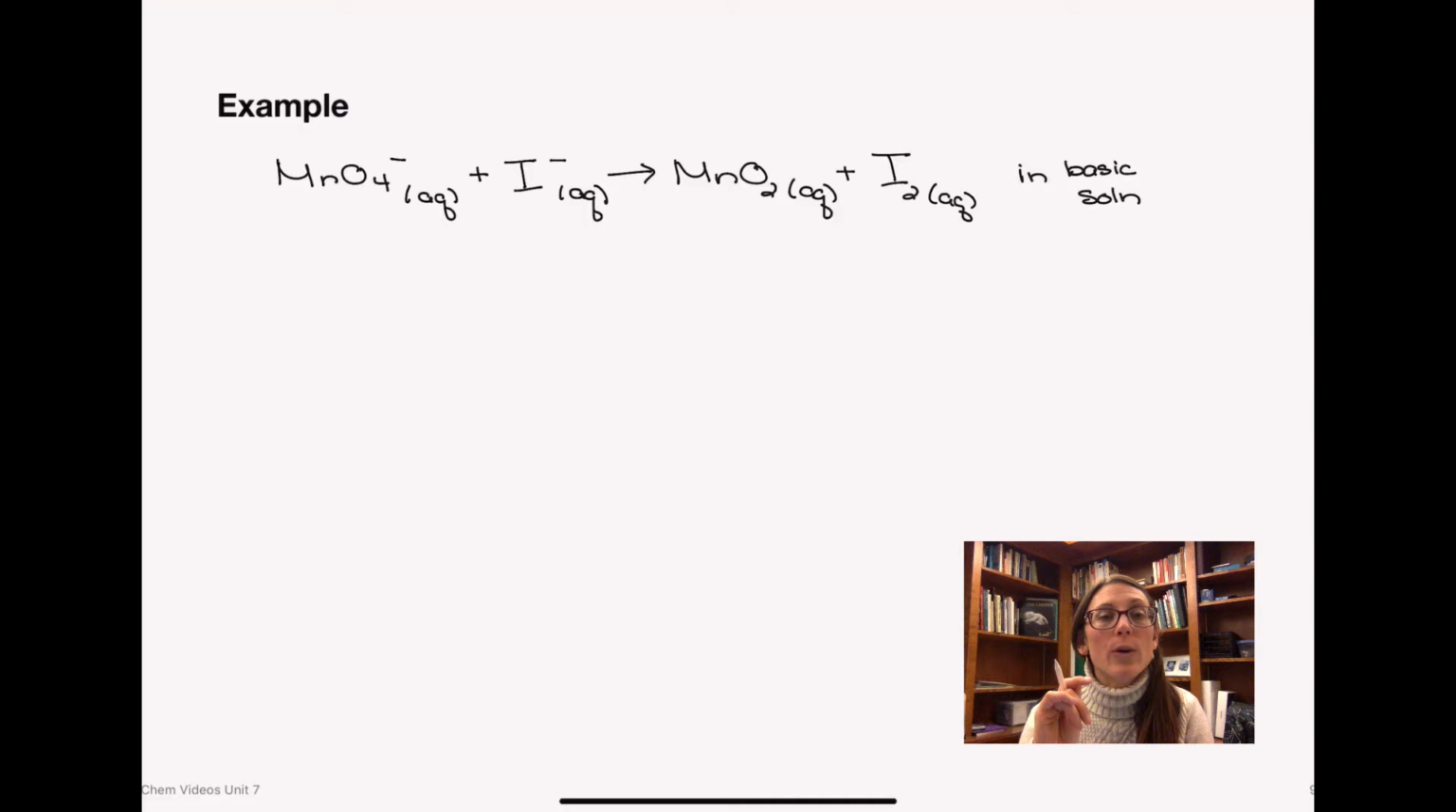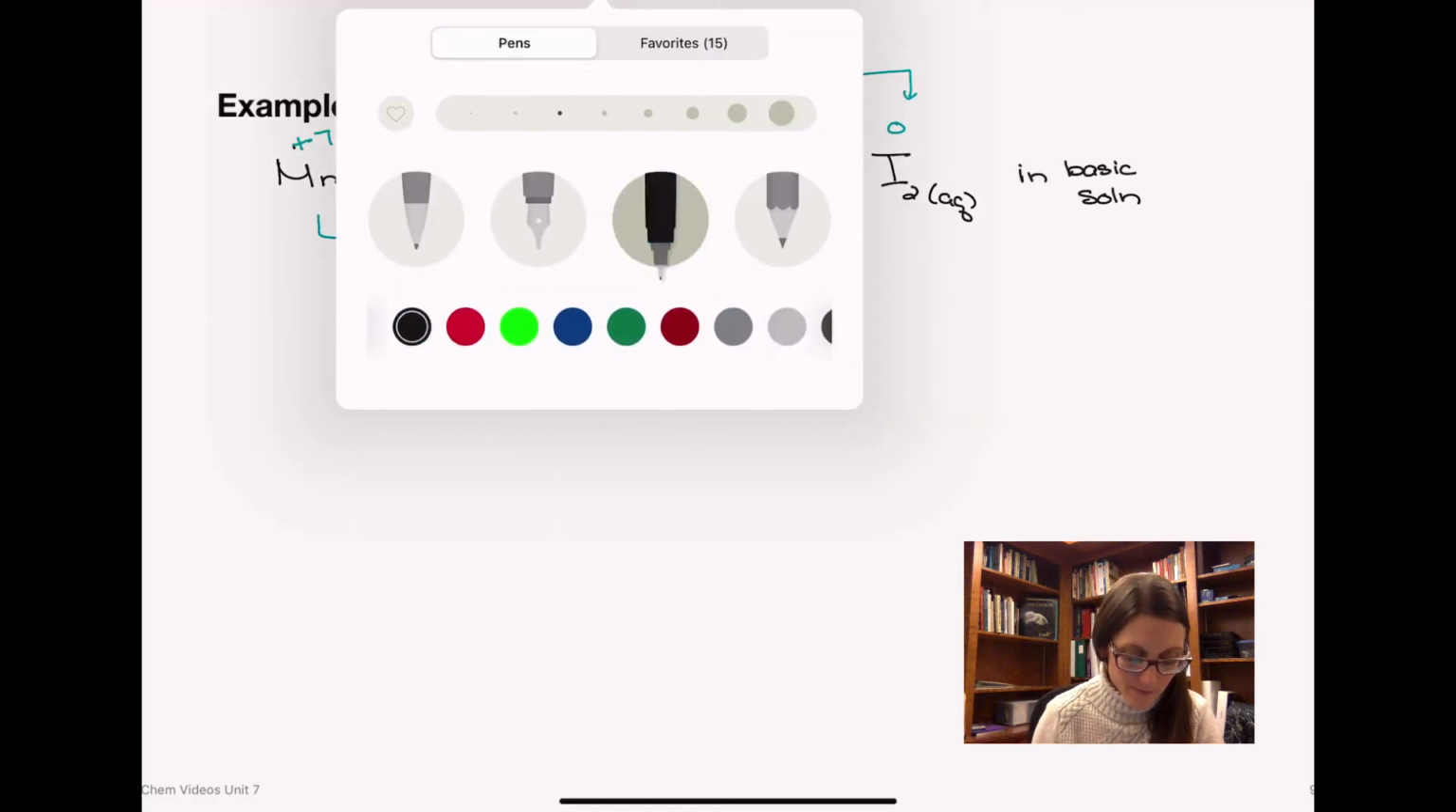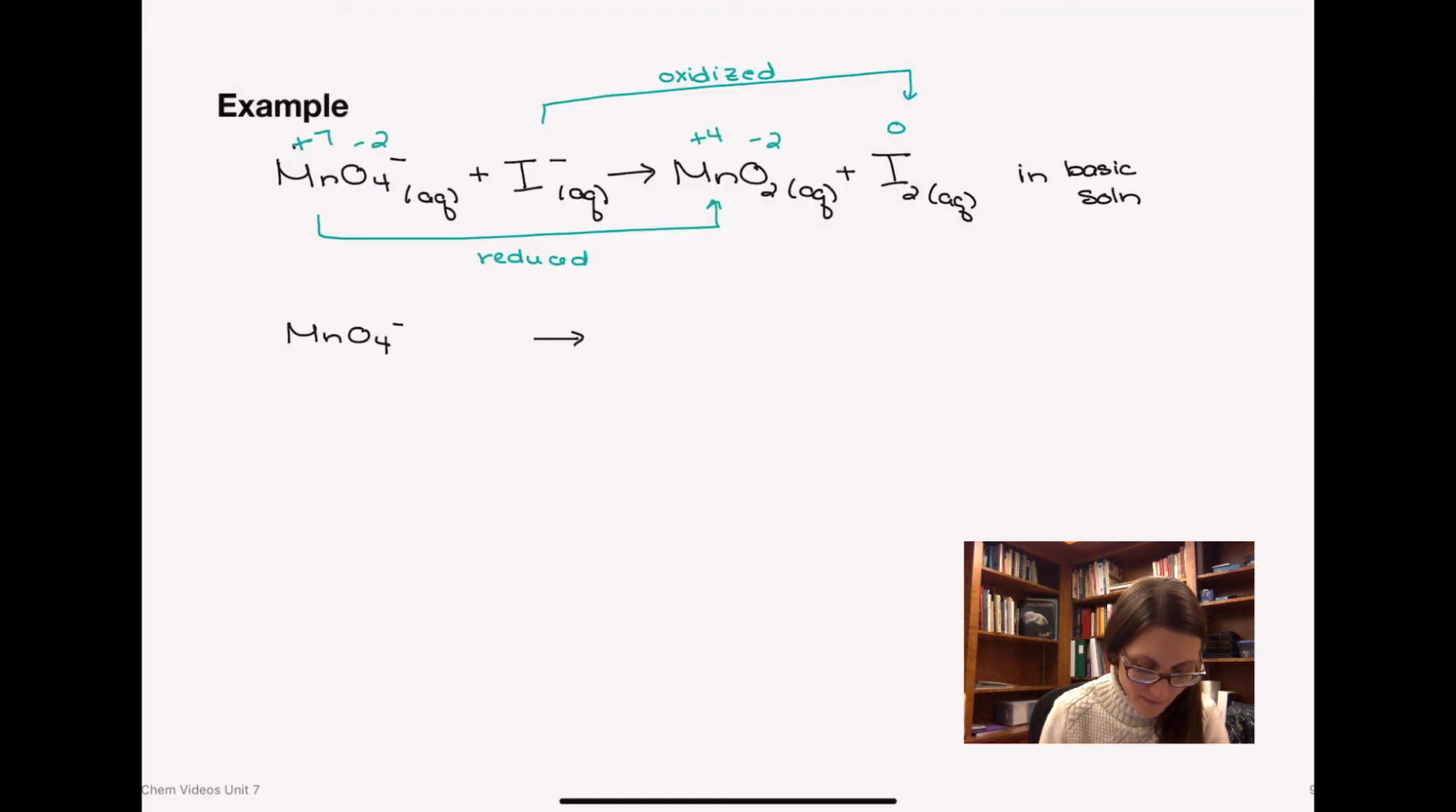Just like we did before, we're going to start by determining what's being oxidized and what's being reduced by writing oxidation numbers. When we write those oxidation numbers, we'll see that the manganese is being reduced from +7 to +4, and the iodide is being oxidized from an oxidation number of -1 to 0. That allows us to write our two half reactions, one for reduction and one for oxidation, just as we did before. And then we're going to balance these half reactions exactly as we did before.